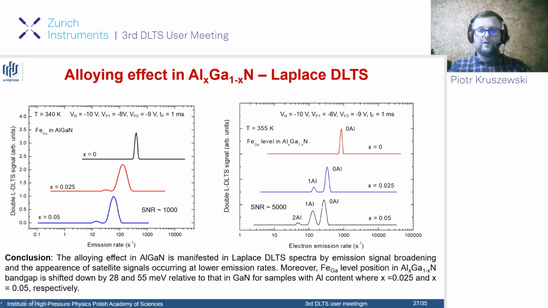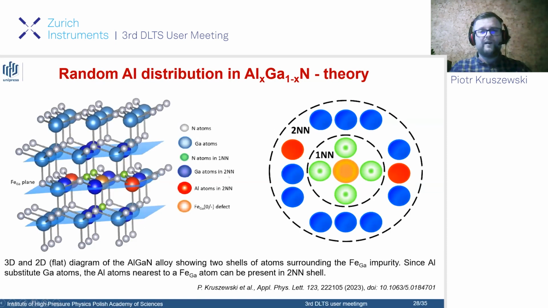So what I put here is the 0 aluminum line, 0, 1, and 2. What does this mean? This means that this is the component which originates from the situation where you have 0 aluminum in the second nearest neighbor. This is 1 aluminum in the second nearest neighbor, and this is for 2 aluminum in the second nearest neighbor. How to explain this effect?